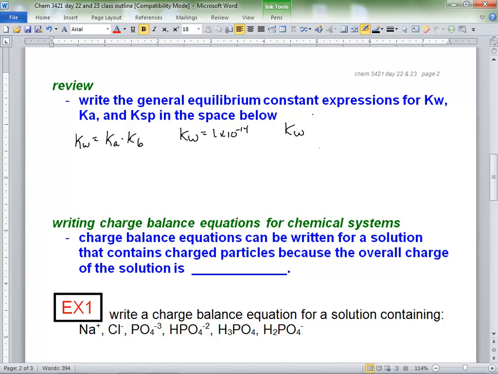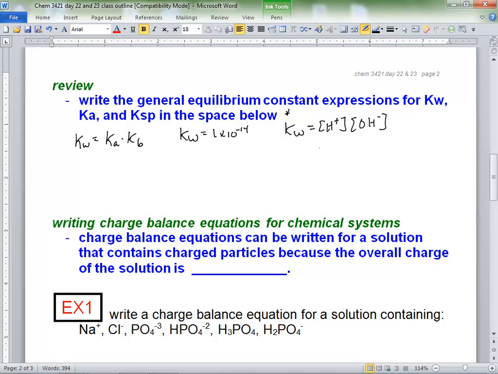We have that one. 1 times 10 to the negative 14. Hydrogen ion concentration times hydroxide. That's the one I'm after. I mean, they're all valid, except I'm after this one because we're going to be writing a lot. Whenever we have hydrogen ion or hydroxide involved in our chemical system, we have to write this. Okay? That's why I'm writing it.